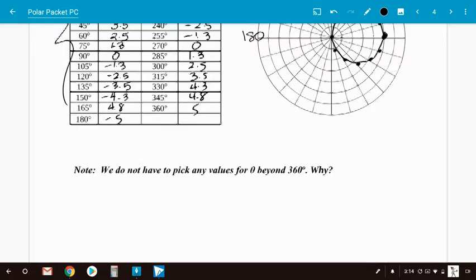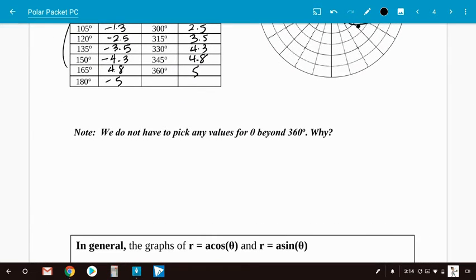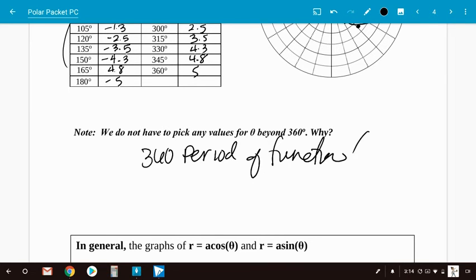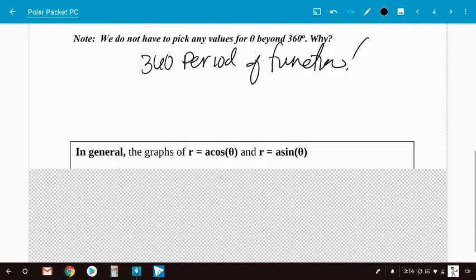And it says we don't have to pick any values beyond 360. And why is that? Because 360 is the period of our unit circle. And it's also the period of this function. So we don't have to go any farther than 360.